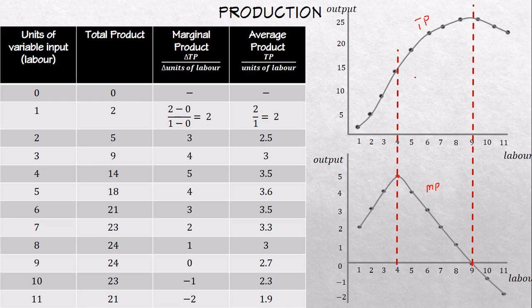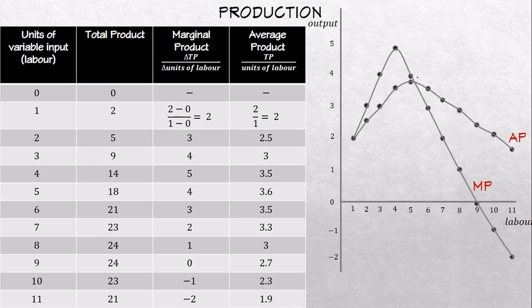Okay, and then the MP and the AP. So you take a look at this. Okay, look at their numbers, and then look at the shapes. Right. So what can you tell? What can you say about the MP and the AP, the shapes? Right. So where they intersect, what can you say about them?